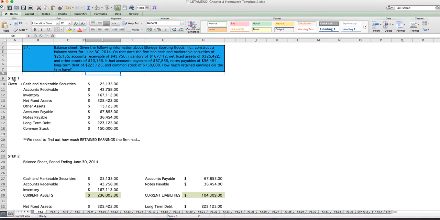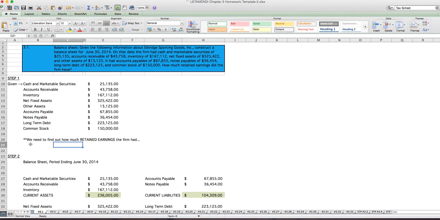So now in order to solve the problem, the first step that we're going to do is to identify the given. And it's really going to be my main tip to you all whenever you're doing any one of these problems in finance, to always identify the given. Kind of like algebra, although one of our questions is going to be kind of algebraic. So the given is basically everything in the problem that we know of, right? We know the cash and marketable securities, accounts receivable, inventory, net fixed assets, other assets, accounts payable, notes payable, long-term debt, and common stock. So the point is that we need to find out how much retained earnings the firm had.